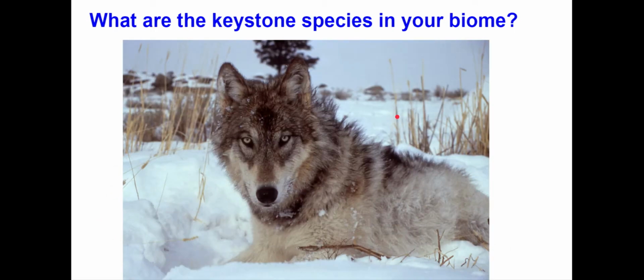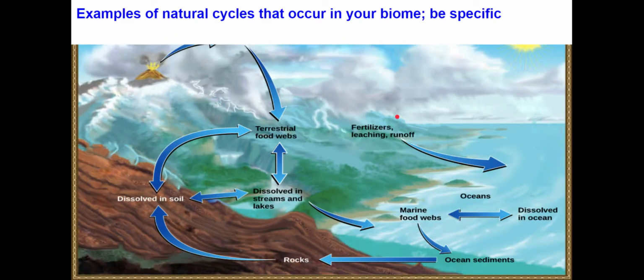Next task, what are the keystone species in your biome? This is a wolf from Yellowstone National Park. If we took out this key species, all of the other species and habitat would be affected. So the animals it eats on and the runoff into the river, how many herbivores survive, and so on. So think about what your keystone species are in your biome and how would your biome be affected if they were taken out.